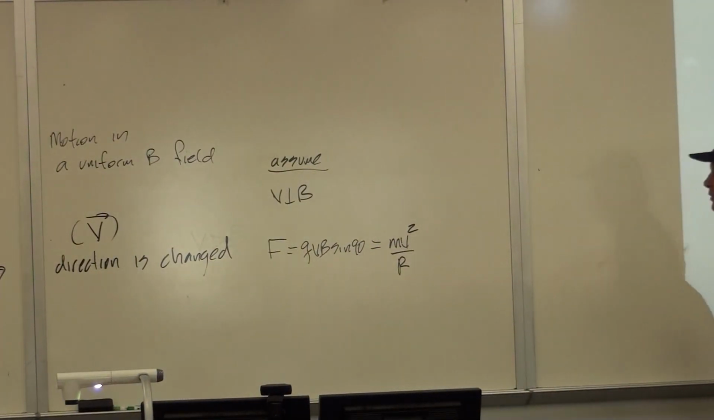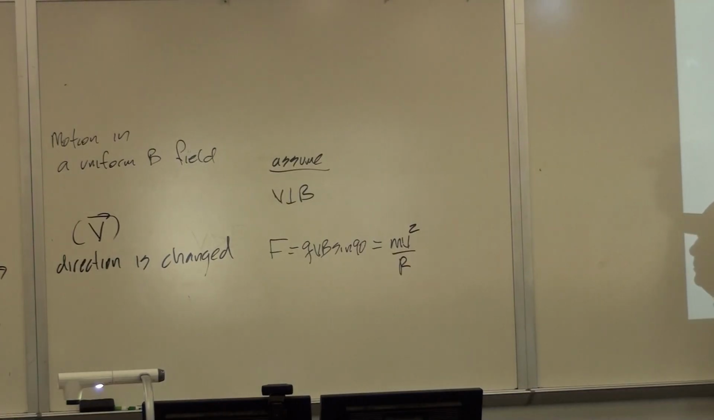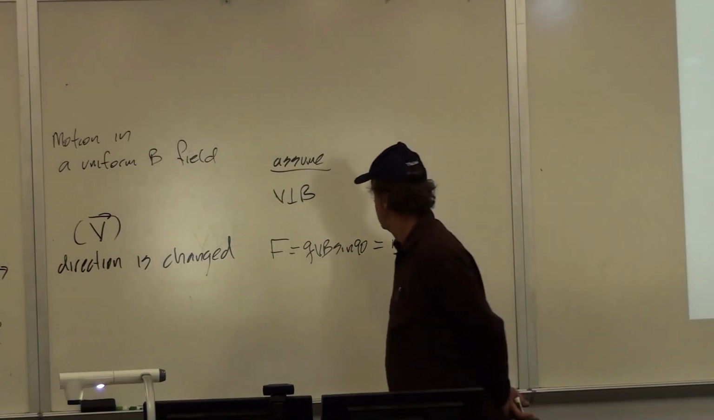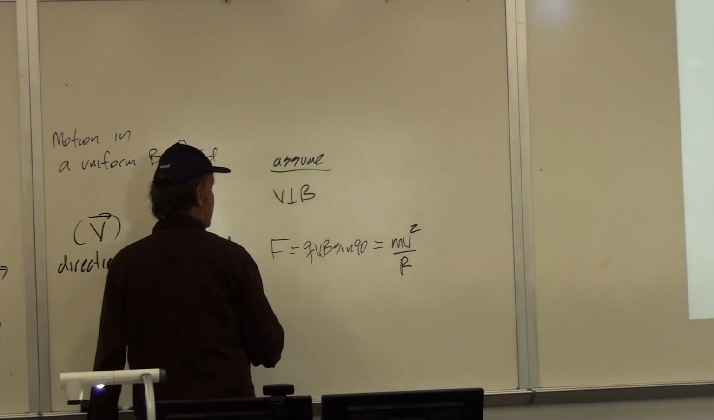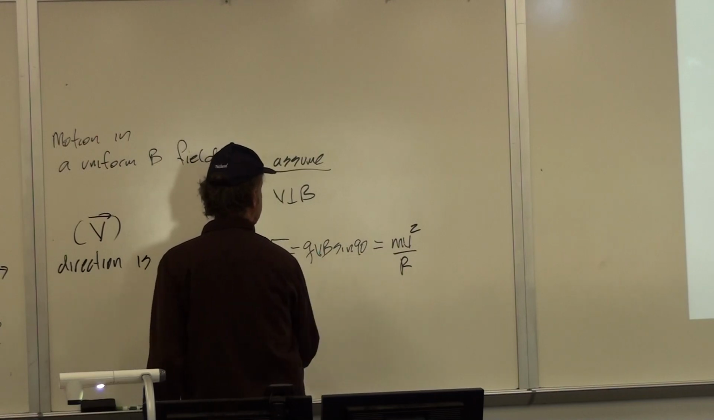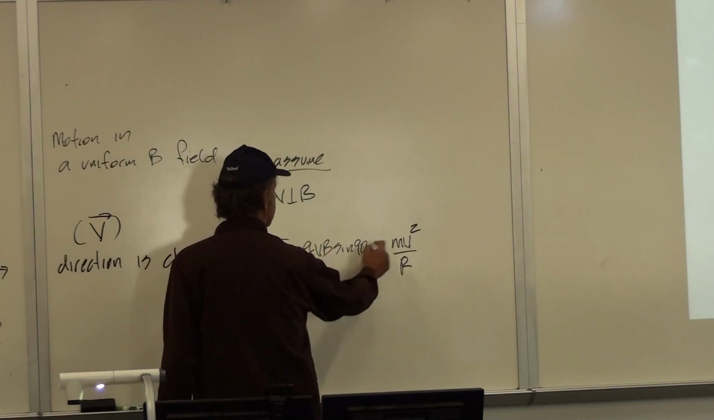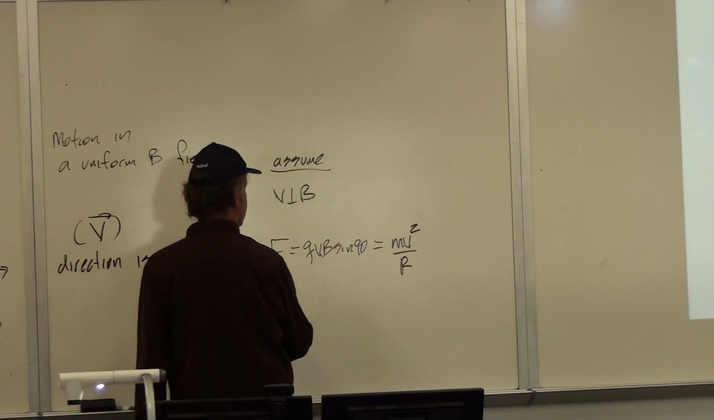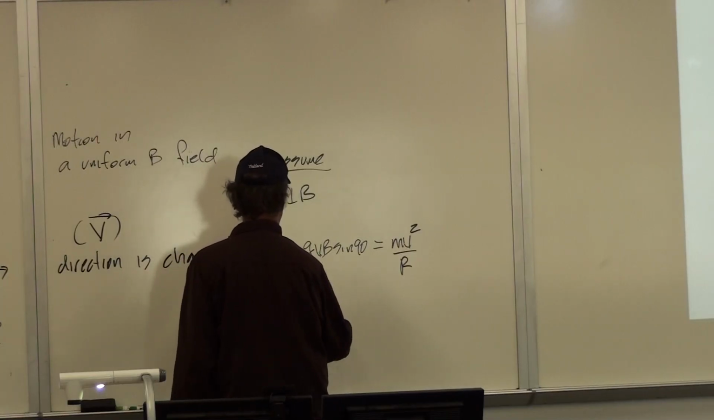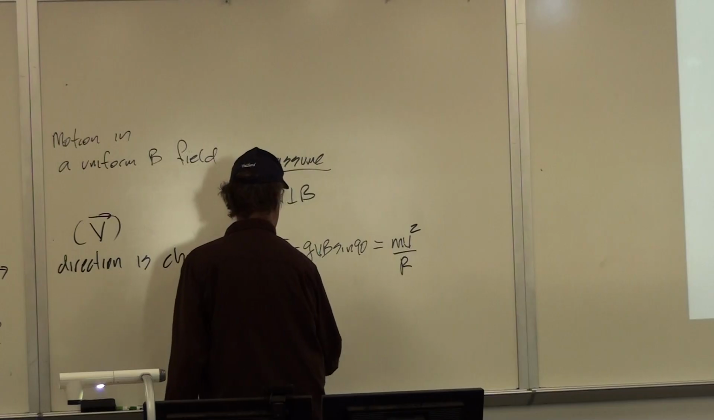Okay, and so if you don't remember centripetal force, go back and look at that carefully, because we need that again. We can then find the radius of the circular path if we want to. The velocities are going to cancel in this expression. So we solve this for r, we get mv over qB.